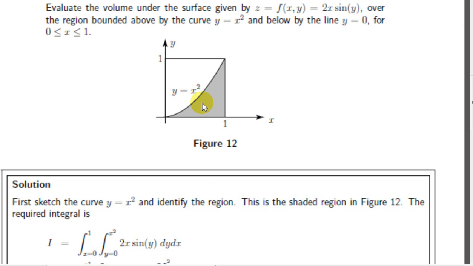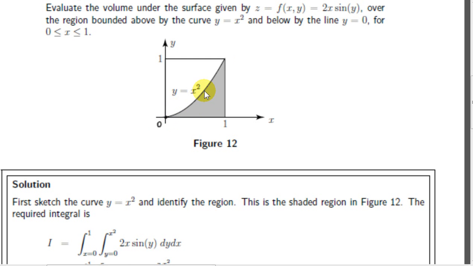Next we are going to evaluate the volume under the surface given by f of x comma y equals 2x sine y over the region bounded above by the curve y equals x squared and below by the line y equals 0 for values of x lying between 0 and 1. So y equals x squared is a parabola passing through the origin.